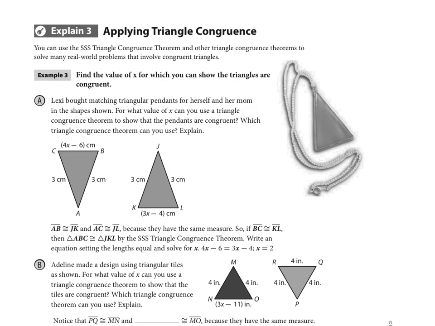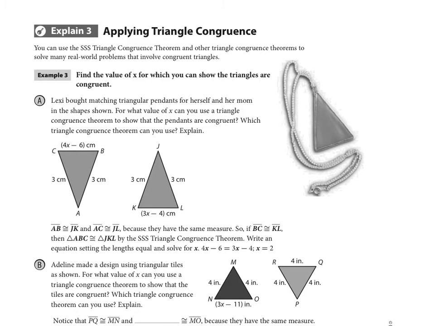Now I'm on Explain 3, on page 260. In this part of the lesson, we're going to be using the fact that they're congruent triangles to find missing lengths. In example 3, we have some triangular jewelry pendants here in the shapes that are shown. We want to know what value of x we can use for a triangle congruence theorem to show that the pendants are congruent.